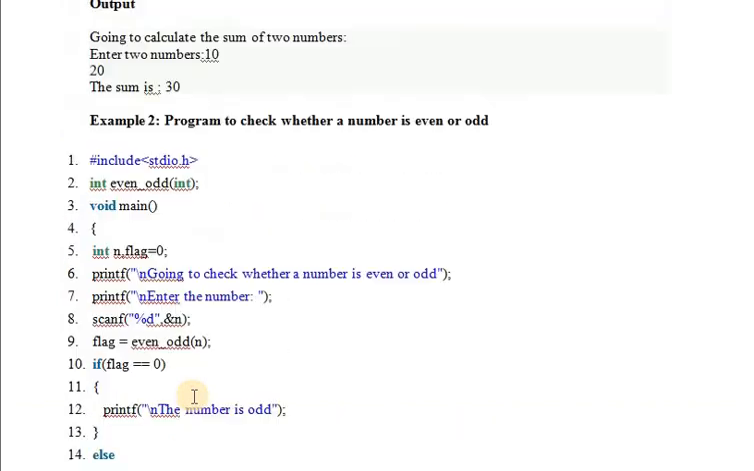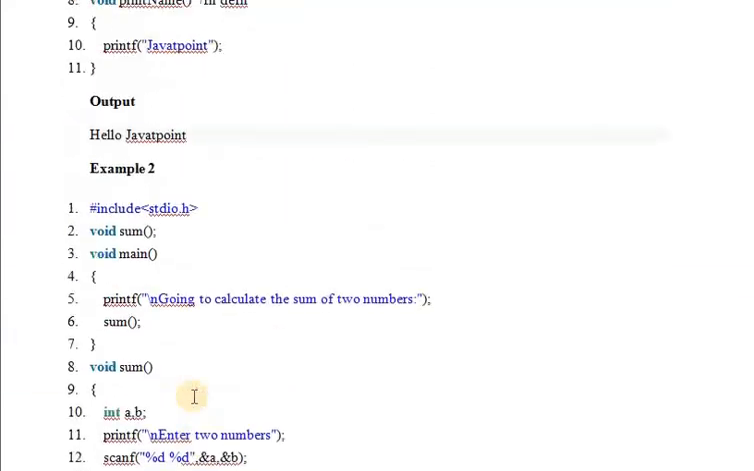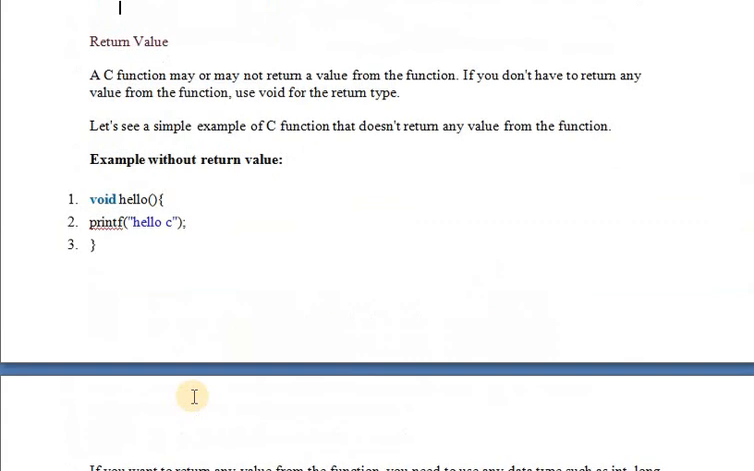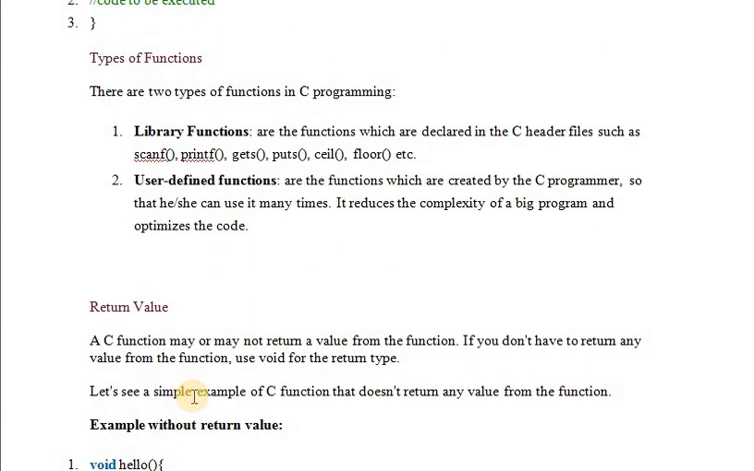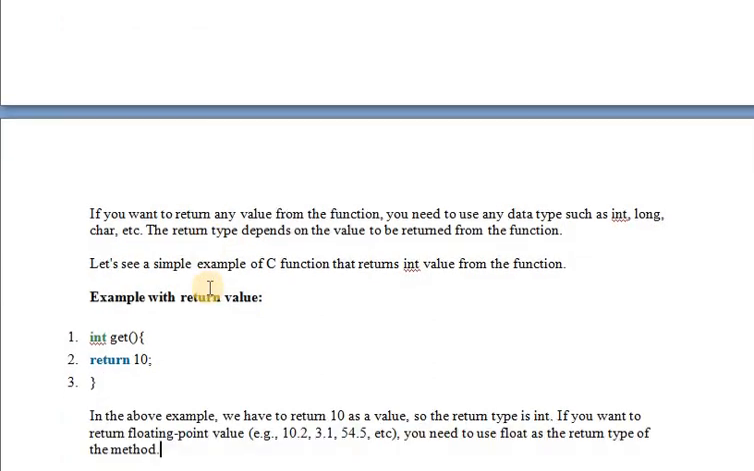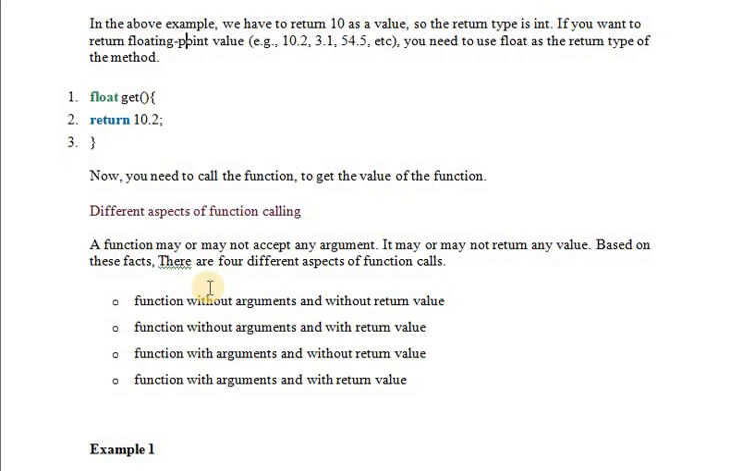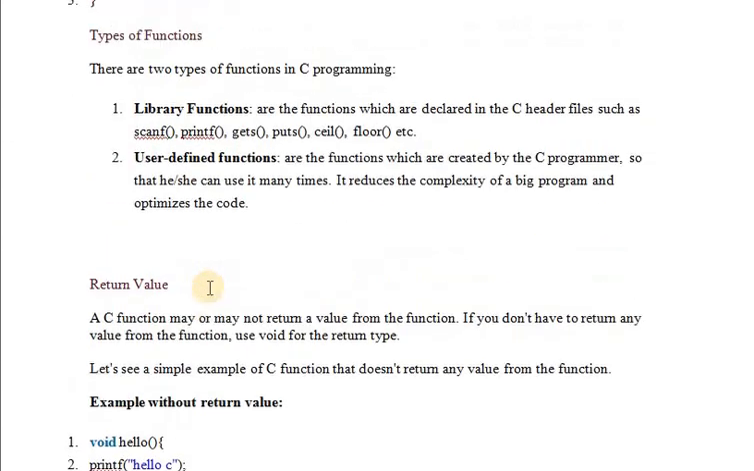Before leaving, I will once again recall what a function is. There are two types of function: one is the library function and the other is the user defined function. Library functions are scanf, printf, gets, puts, ceil, floor, etc. User defined functions have three things: one is the return type, prototype, another one is the function call, and the function definition.